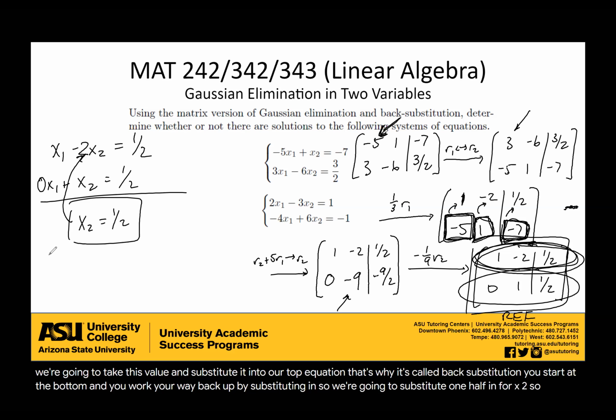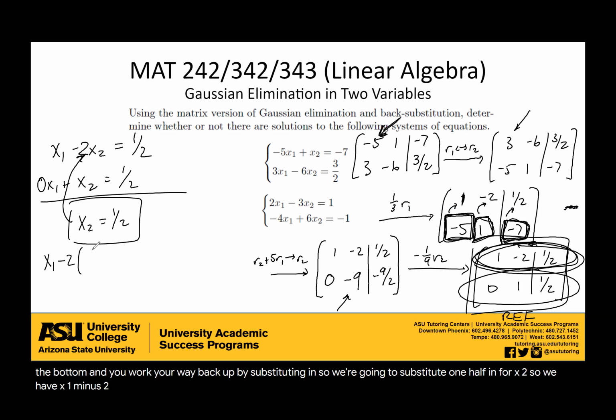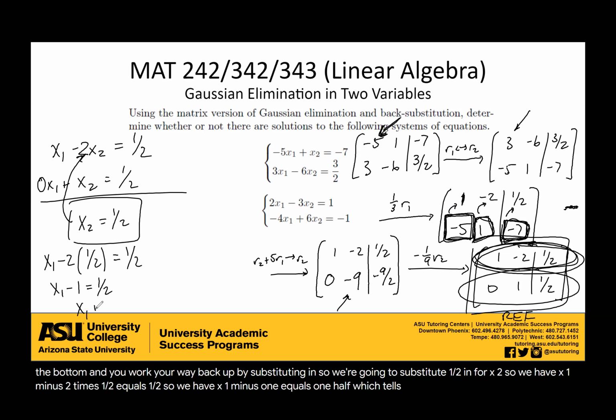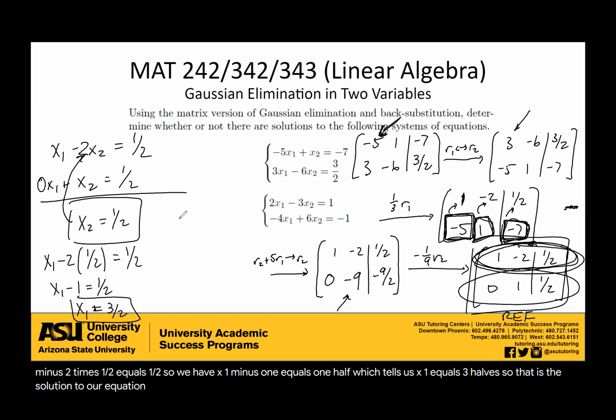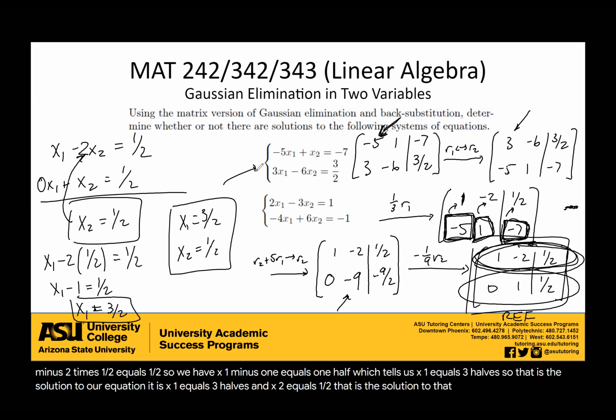So we have x1 minus 2 times 1/2 equals 1/2. So we have x1 minus 1 equals 1/2, which tells us x1 equals 3/2. So that is the solution to our equation. It is x1 equals 3/2 and x2 equals 1/2. That is the solution to that first equation.